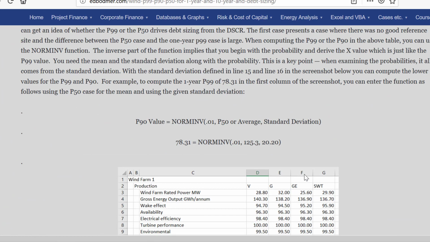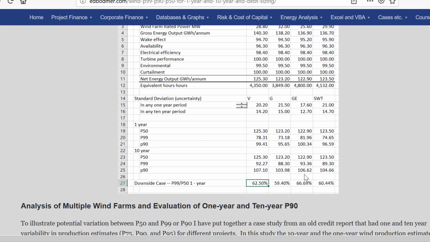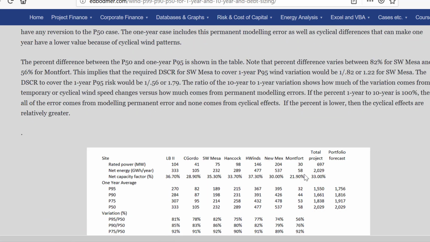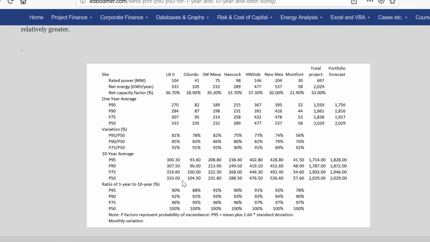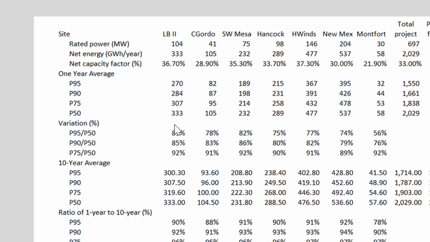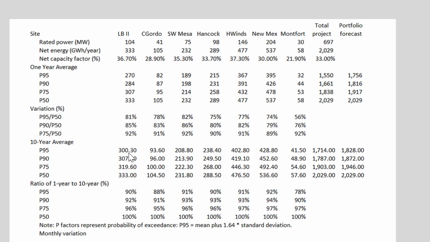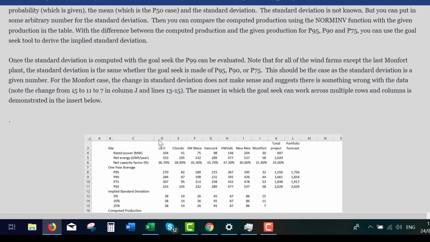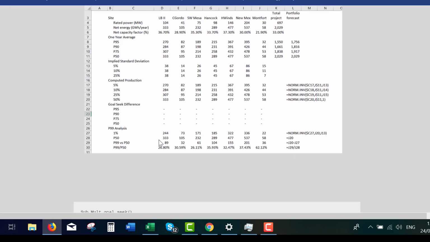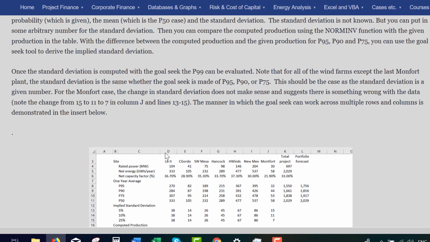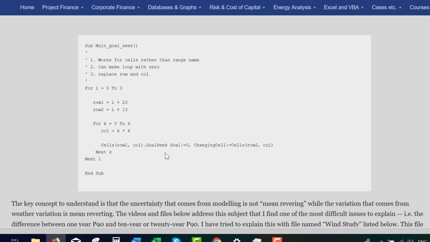You don't have to say 1 year, because the P50, whether you take a 1 year or 10 year, is always the same. You see, here's the 10 year, here's the 1 year, here's whatever. Now, you can see that there's more of a downside in the 1 year than the 10 year because it includes all the variation. I'm going to go through a little example, and in a file you can download, I explained that.